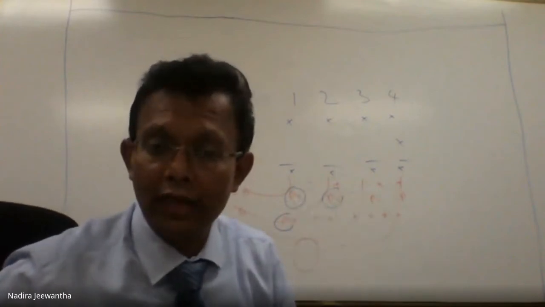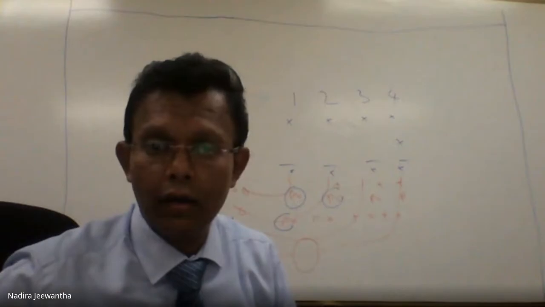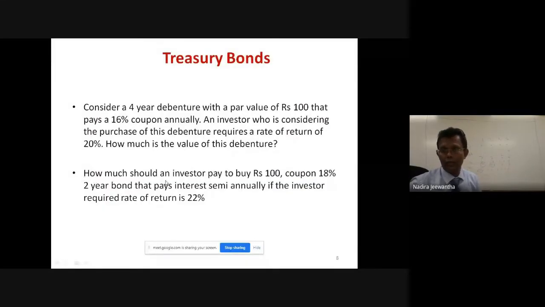Now, if you take this particular example which we did in the class, the second question: how much should an investor pay to buy a 100 coupon 18 2-year bond that pays semi-annually? The bond is 2 years, but the interest or coupon is paid semi-annually. So how many periods per year? 2. Then for 2 years, how many? 4 periods: 1, 2, 3, 4. Remember that we did it in the class. The investor's required rate of return is 22, but it is annual, and now we are taking semi-annual.